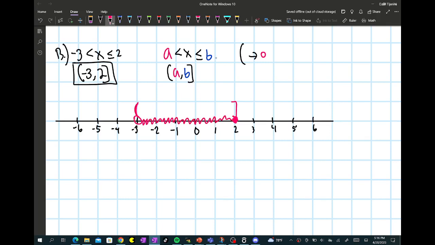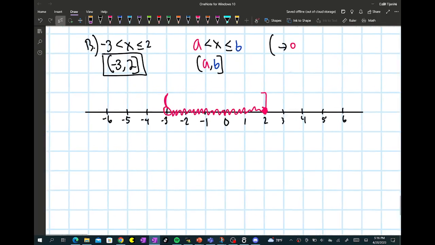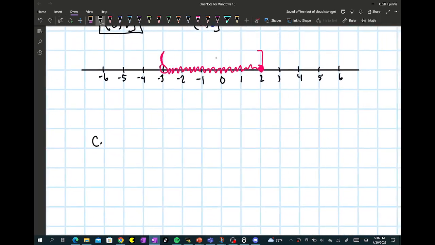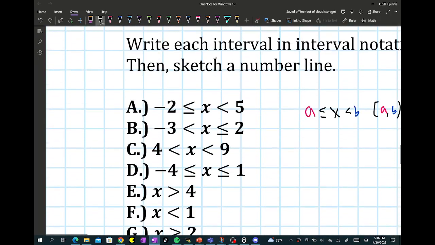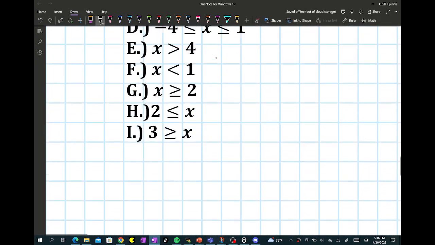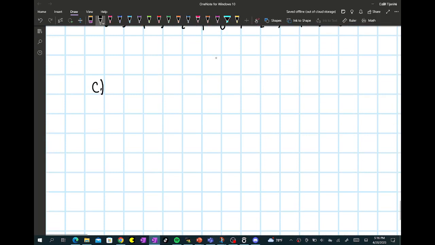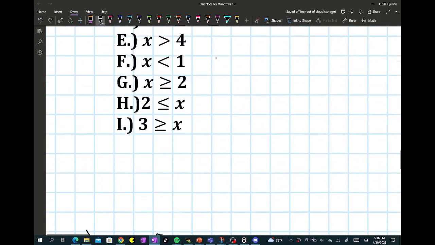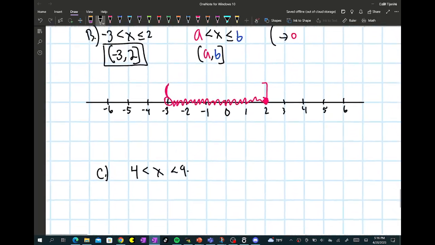And that is how you do -3 to 2, right? So that is part B. Part C tells us 4 less than x less than 9. So I'm going to again do, so I have 4 less than x less than 9. And like I said, I'm going to write the rule down.